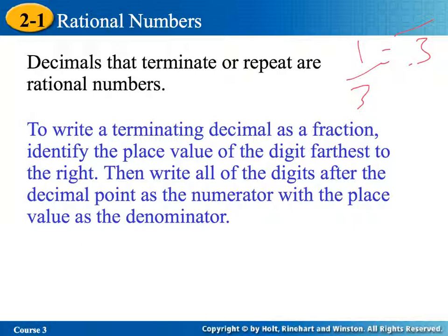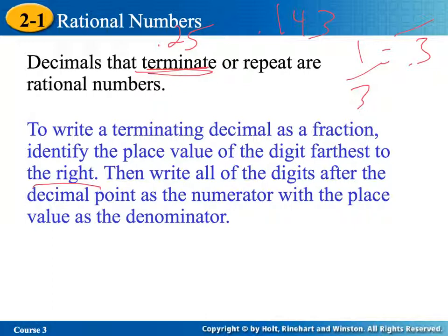A terminating decimal is something that terminates. It ends, so something like 0.25 or 0.143. Those are terminating decimals because they end. All right? Those are also rational numbers. When you're writing a terminating decimal, identify the place value of the digit farthest to the right. Then write all of the digits after the decimal point as the numerator with the place value as the denominator.